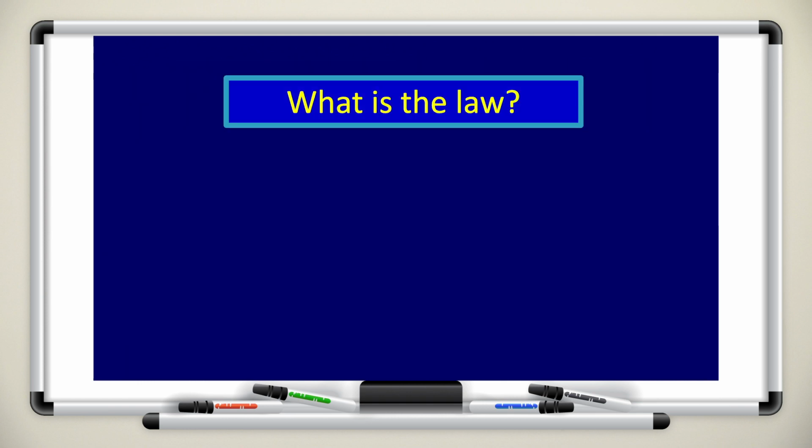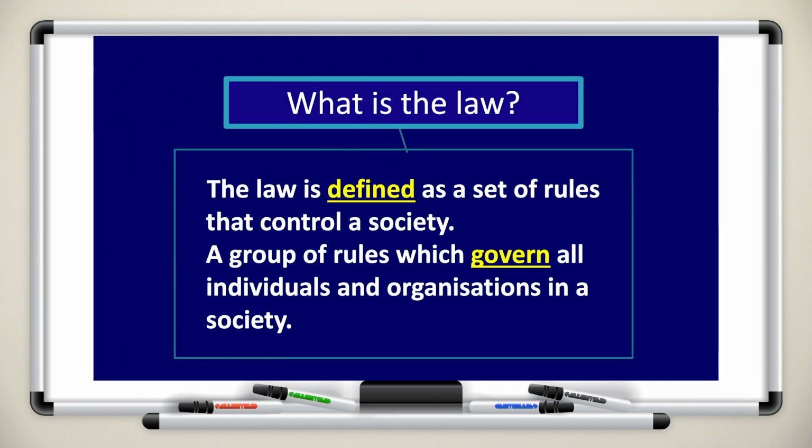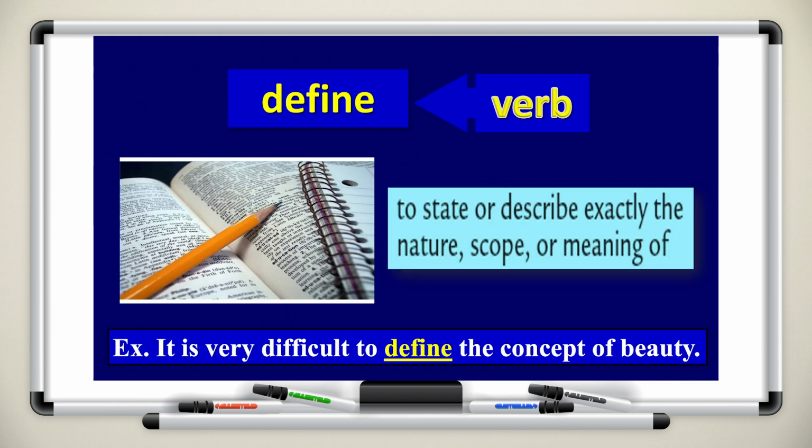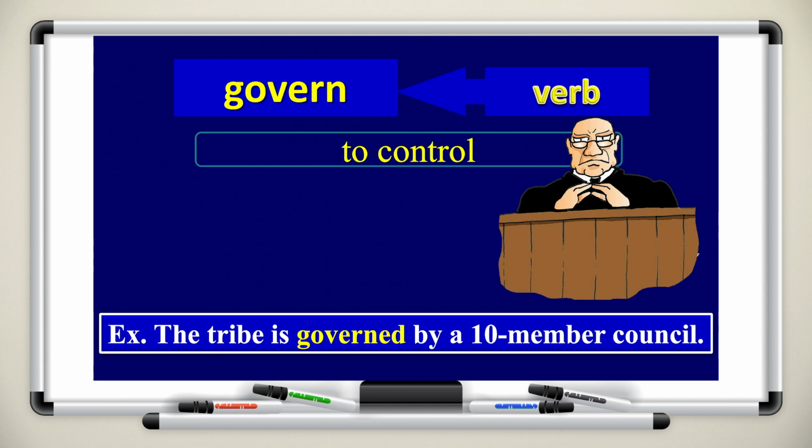Let's go back to the word law. What is the law? The law is defined as a set of rules that control a society. It's a group of rules that govern individuals and organizations in a society, so it takes control of the people living in this place. When I say law is defined, define is a verb that means to describe or give a meaning of. For example, it is very difficult to define the concept of beauty. And govern, laws govern the society means control. It's a verb. An example would be, the tribe is governed by a 10-member council.